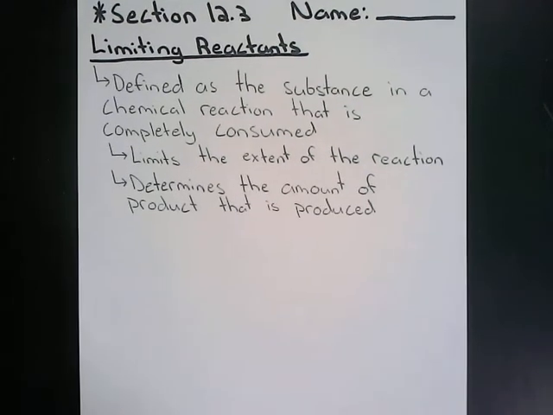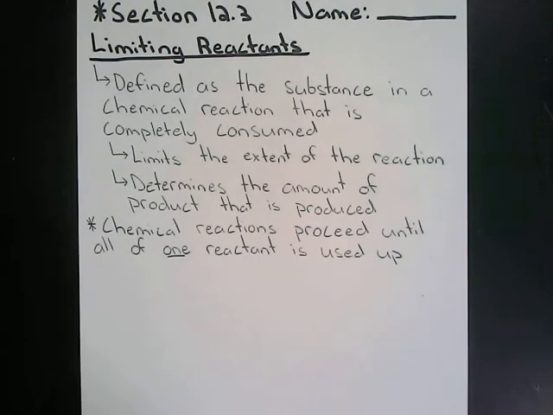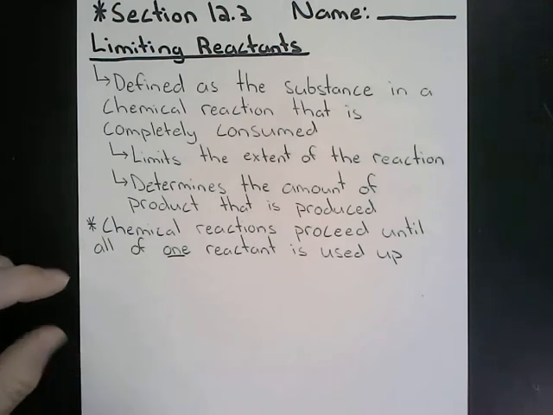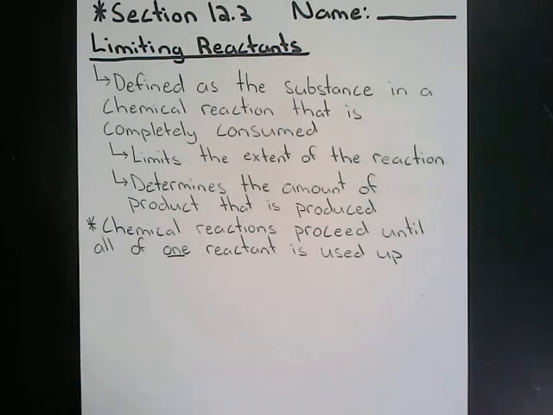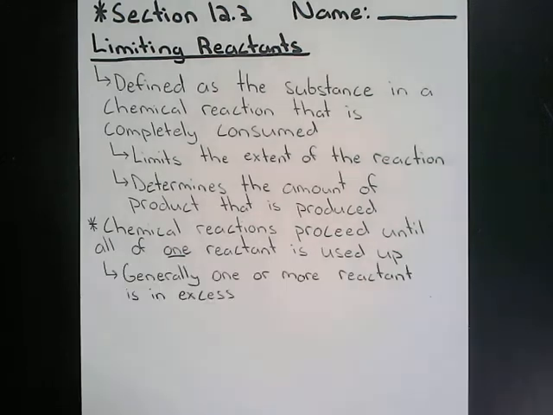So some things to keep in mind about chemical reactions. Chemical reactions are going to proceed until all of one reactant is used up. And then generally, once all of the limiting reactant is gone from our reaction, you're going to have one or more reactants that are in excess. Now, an excess reactant is the reactant or reactants that remain unreacted after the reaction stops.